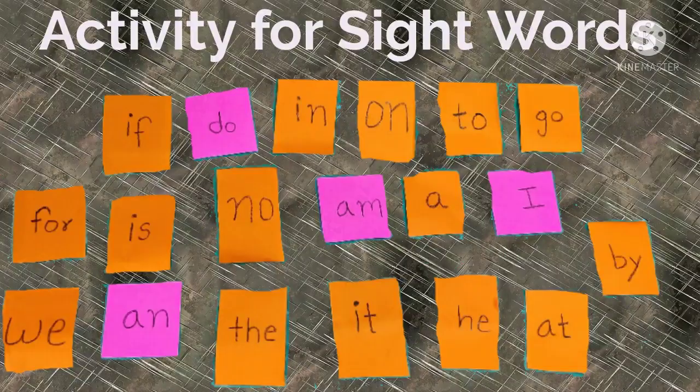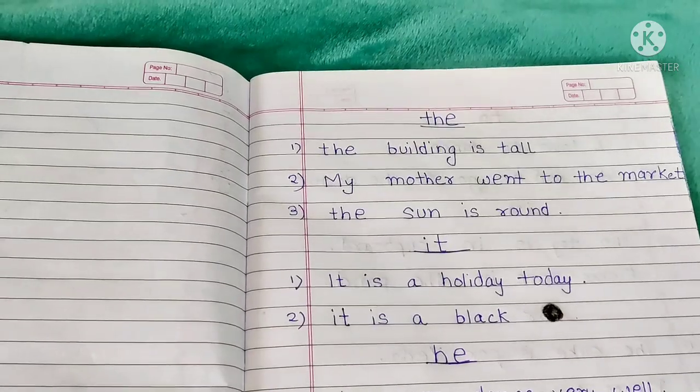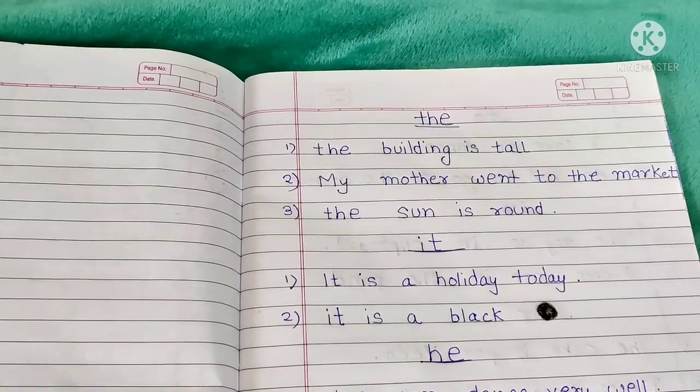So these are the first level sight words. We will cover more sight words in the next video. So, are you ready for the activity? Yes. So let's start. Let's start with the activity.